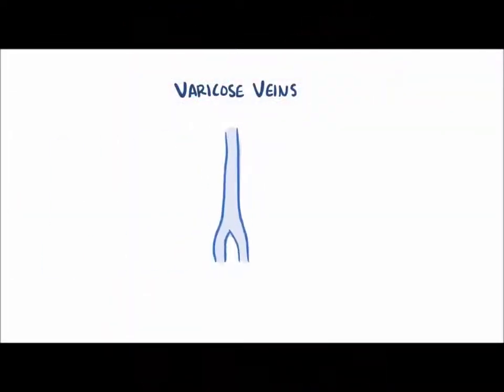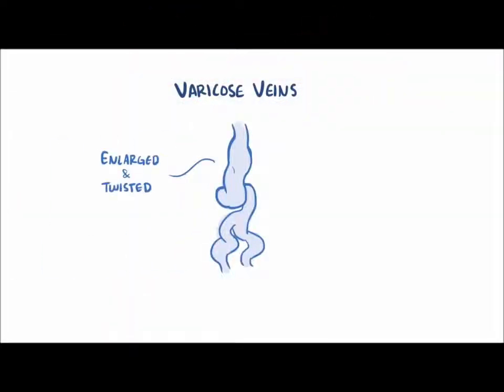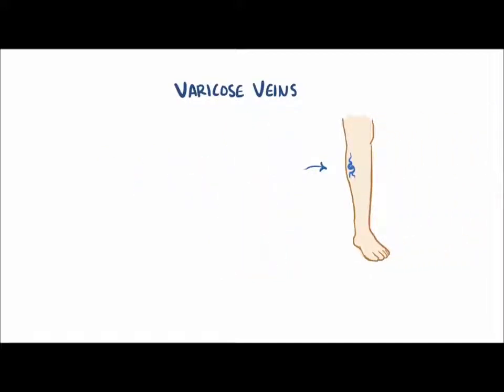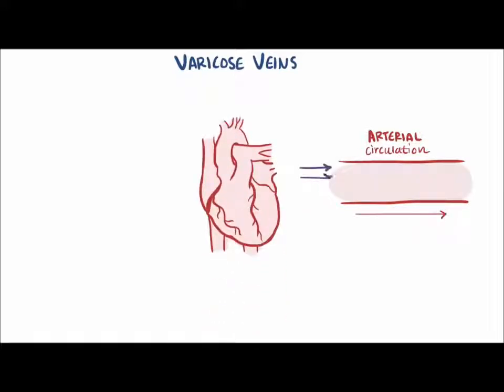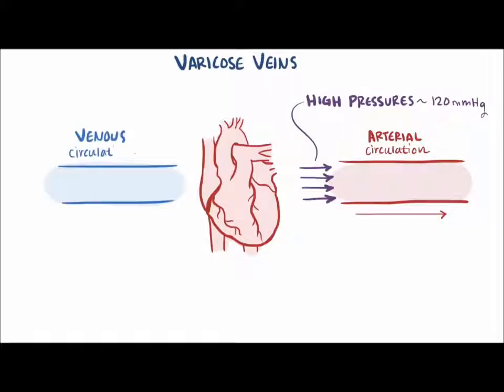Varicose veins are veins that have become enlarged and twisted, and this most commonly happens in the veins of the leg. How do these form? Well, the arterial circulation, going away from the heart, is a high-pressure system, meaning the movement of blood is dependent on high pressures that essentially push it through the arteries, on the order of 120 millimeters of mercury. The venous circulation, going back to the heart, on the other hand, is a low-pressure system with a central venous pressure around 5 millimeters of mercury.